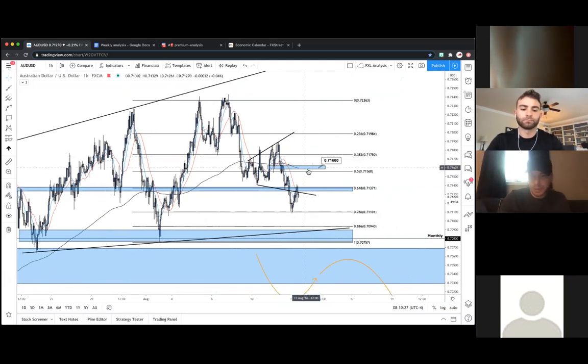Not long quite yet, so we can erase that. It broke out of the pattern. So now our next step would be to find some sort of reversal around the 88.6. Okay, so that's what the next move is. I'm gonna let this play out.